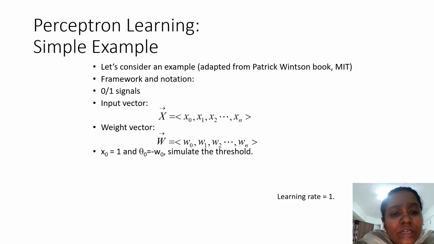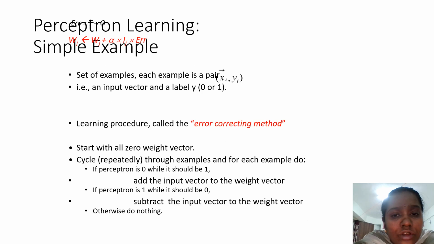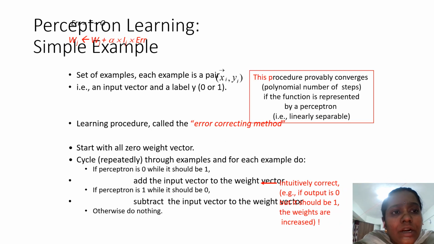And these are some of the perceptron functions. Theta equals minus W0 represents the threshold value, and the learning rate is equal to 1. So the output O is 0 or 1, a single output. This is a threshold function: O is 1 if the weighted sum is greater than theta, else 0. So this is about the perceptron learning examples along with their usages.